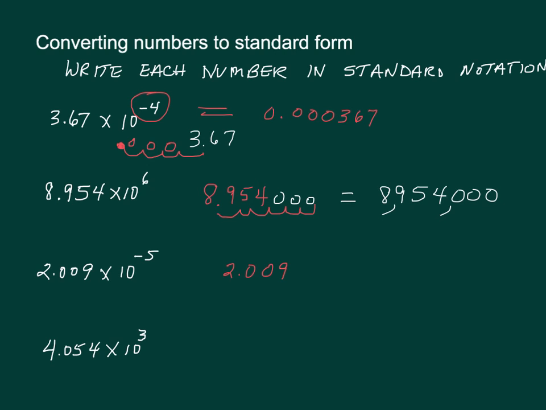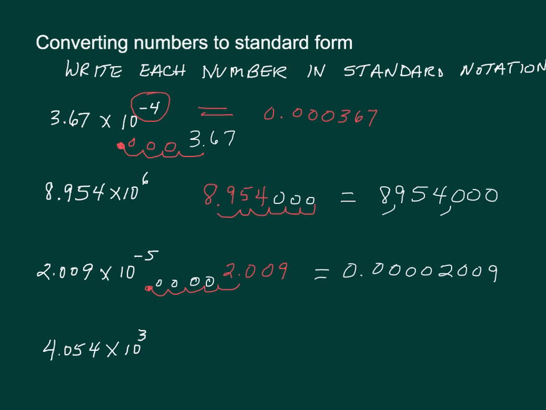And this one's to the negative power, so we need to move it to the left. Move the decimal to the left: 1, 2, 3, 4, 5. Drop off that decimal and insert some zeros here, here, here, and here. So ultimately we have 0.0002009. Okay?